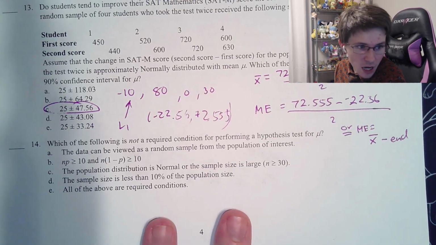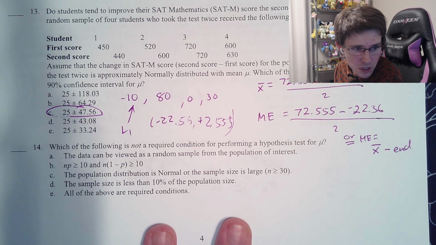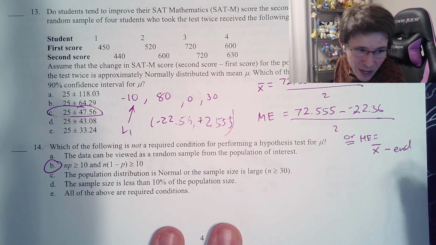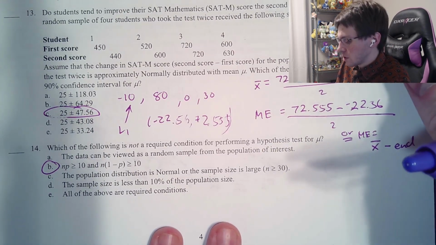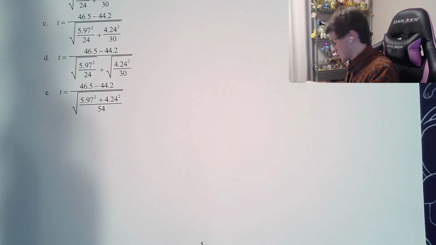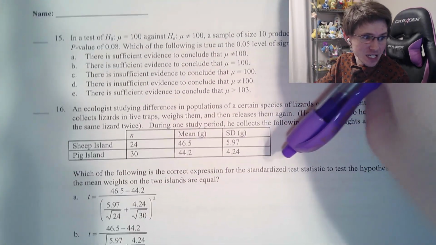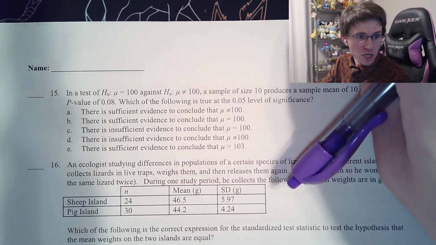Okay. Which of the following is not required for hypothesis mu? Glancing at it, n times p. That one is for p's only, not for this situation. Okay. There we go. Number 15. Let's keep the ball rolling here.